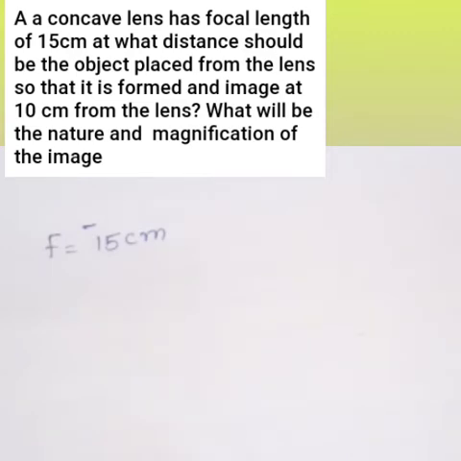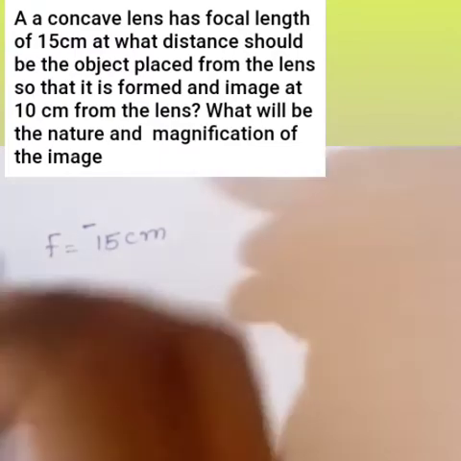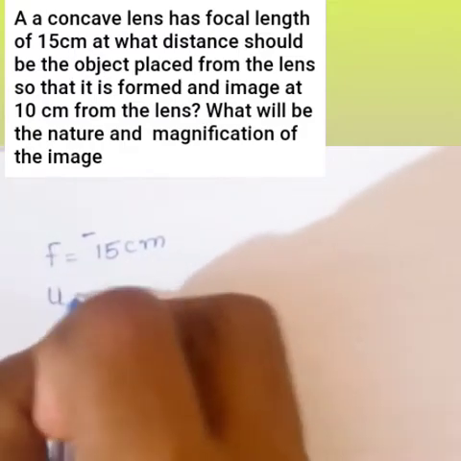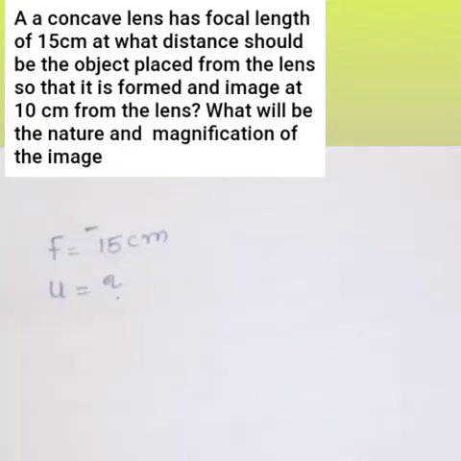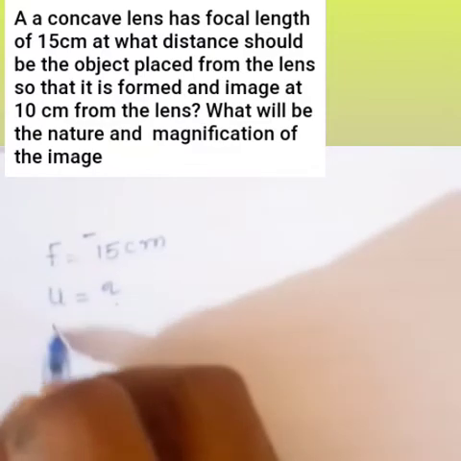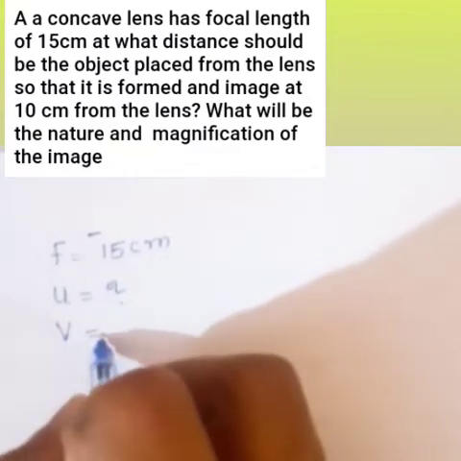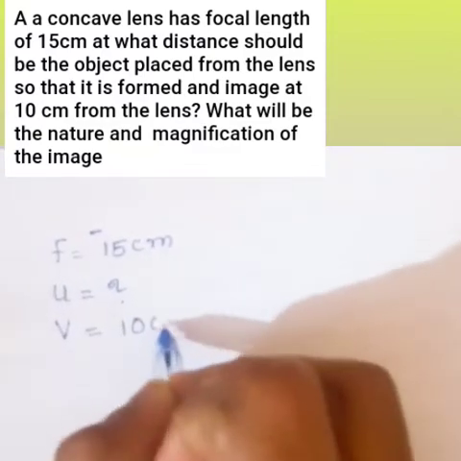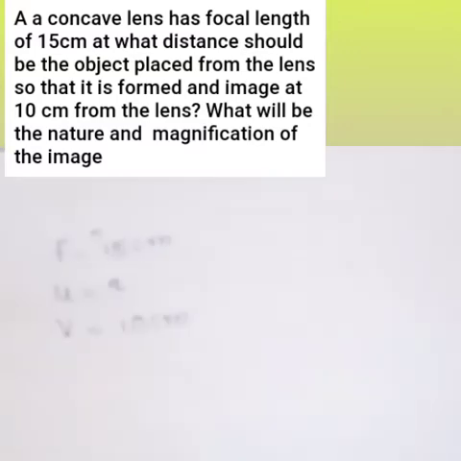Then the question is, at what distance should the object be placed from the lens so that it forms an image at 10 centimeter from the lens? So you have to find the object distance u. Here the image distance v is given: v is equal to 10 centimeter. Since it is a concave lens, a concave lens always forms the image on the left hand side.